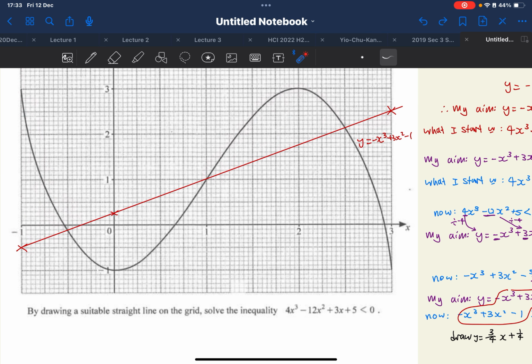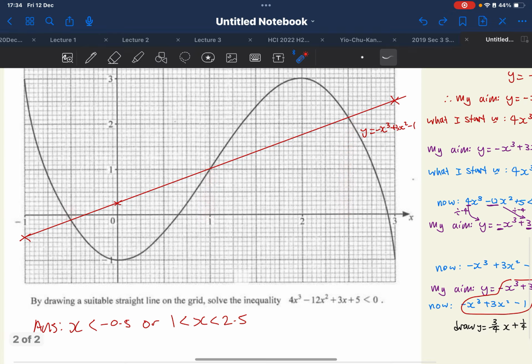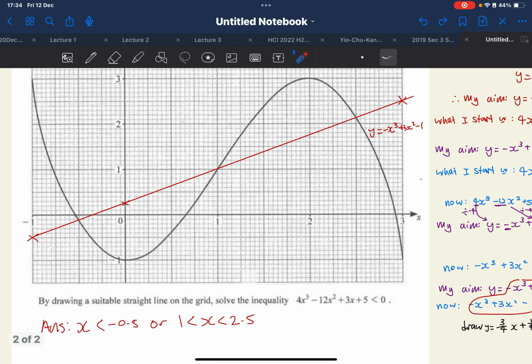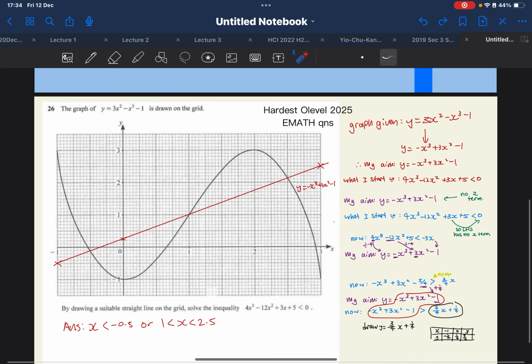So this part where it intersects is basically my solution. My answer would be where it's less than negative 0.5. This is 0.5, this is 1, and this is 2.5. Basically I'm trying to find between this and over here, everything beyond or behind this. So this would be my answer. This is a bit similar to the discriminant questions that we see in EMATH. So this is the hardest O-Level 2025 EMATH question.